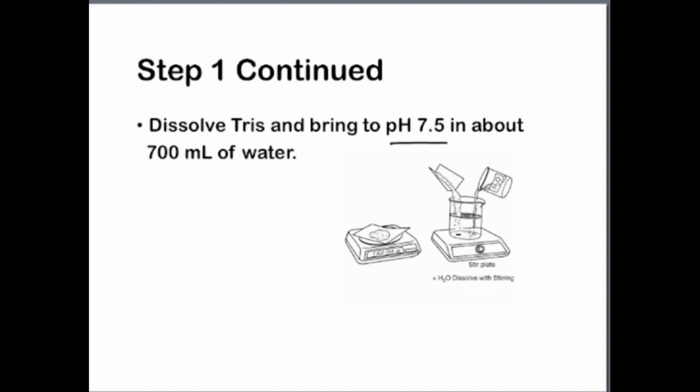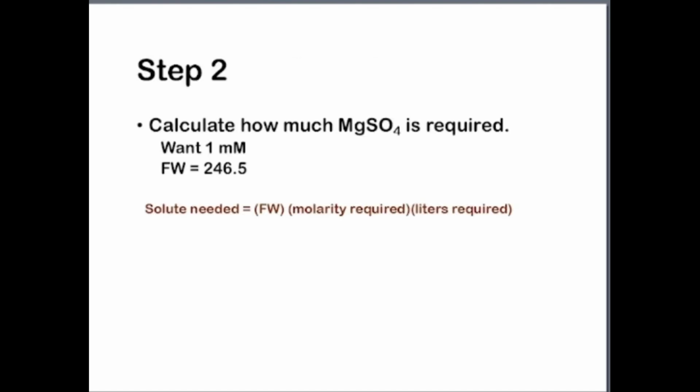So now we have a beaker. The Tris is sitting in this beaker. It's spinning around and around to get it dissolved. And then we go to our next component. So magnesium sulfate is the next component. We want 1 millimolar.